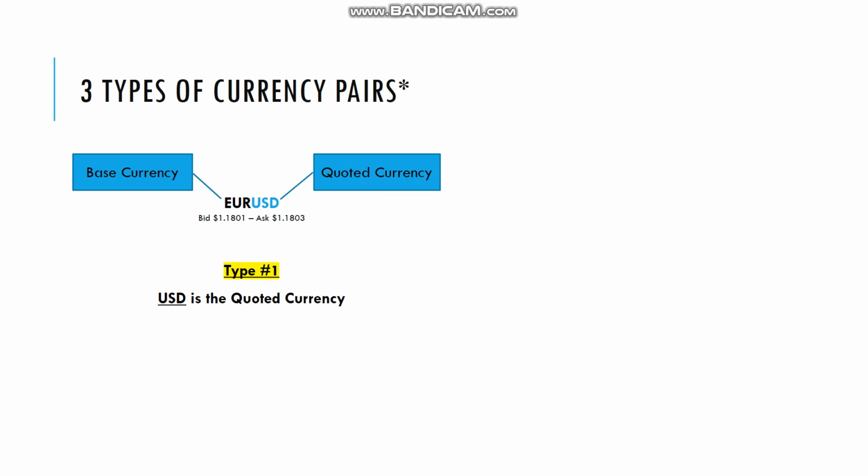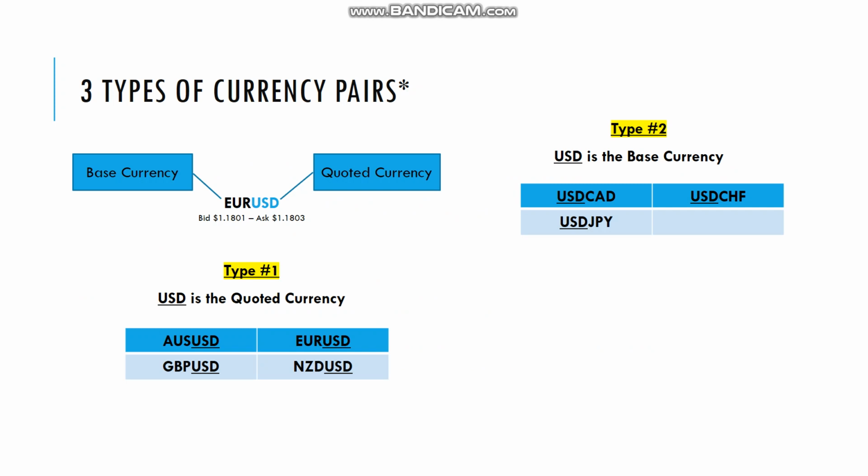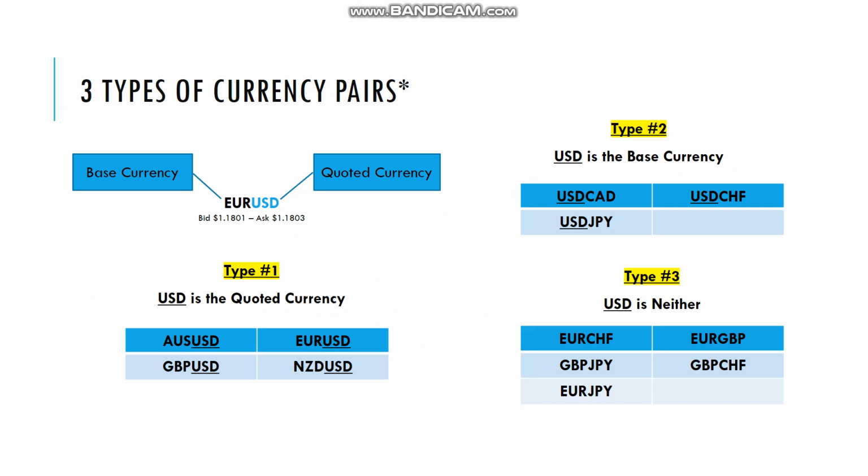First, there's type number 1. Here the US dollar is the quoted currency. This list includes the following pairs, and I'm going to state them in Forex jargon. They are Aussie dollar, Euro dollar, cable, and Kiwi dollar. The second type shows the US dollar as the base currency, while the third lists pairs that do not show the US dollar at all. So there you have it, all 12 major pairs categorized into 3 types.